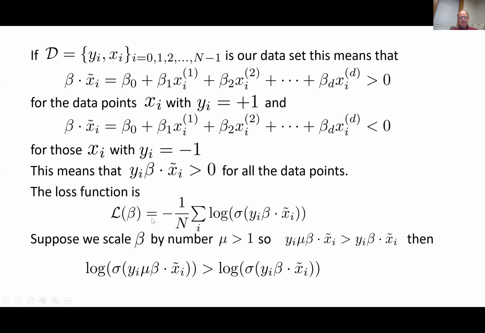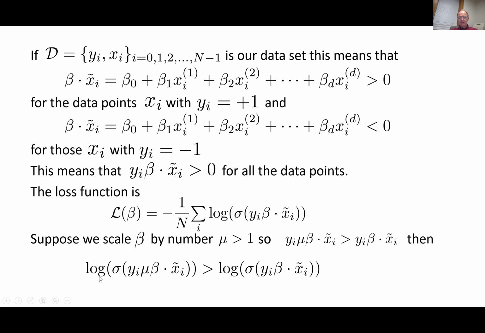Okay, so the loss function, let's remember what that was. It was the script L of beta equals -1 over n, where n is the number of data points, times the log of this logistic function sigma of yi times beta dot xi. Now let's suppose we scale beta by some number bigger than 1. Because yi beta times xi is always positive, if you multiply it by something bigger than 1, you make it larger. So scaling it by something bigger than 1 gives us something larger.